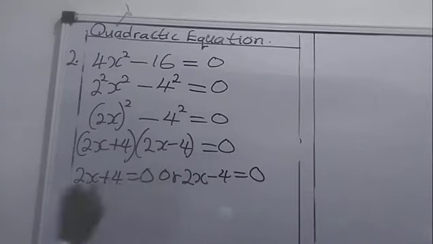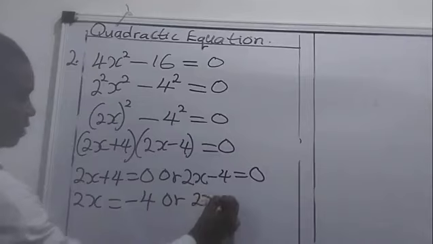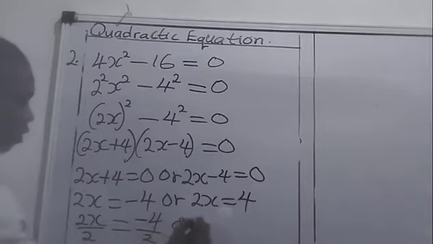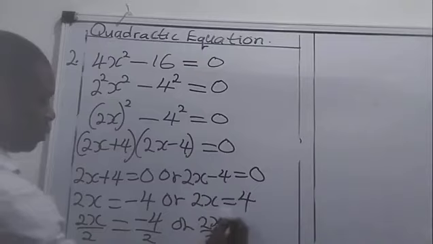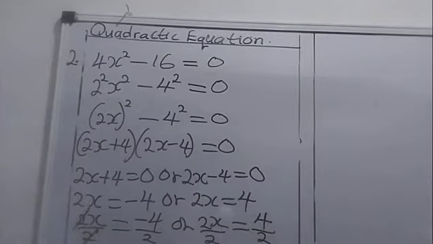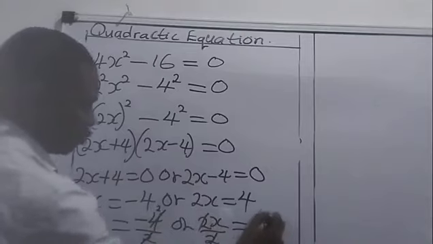Taking this to the other side, we have 2x is equal to negative 4. Or 2x is equal to 4. Dividing both sides by 2, we have 2x all over 2 is equal to negative 4 all over 2, or 2x all over 2 equals 4 all over 2. So 2 into 2 gives us 1, and they cancel each other. Then here we have 2.